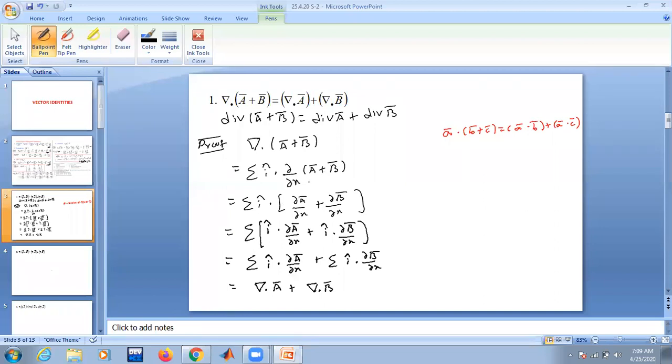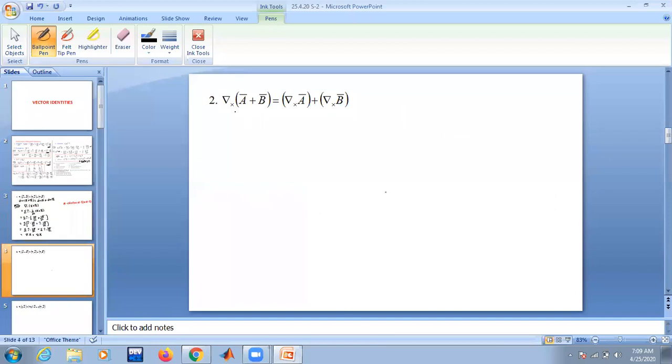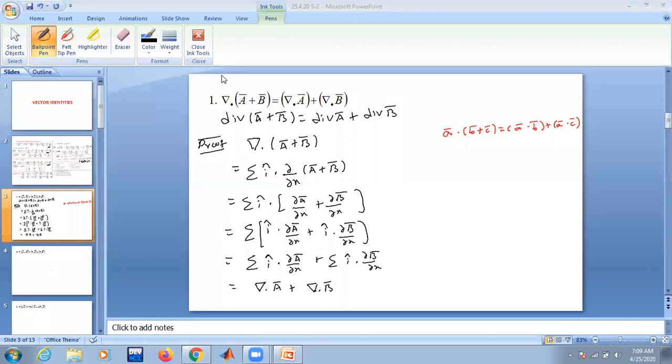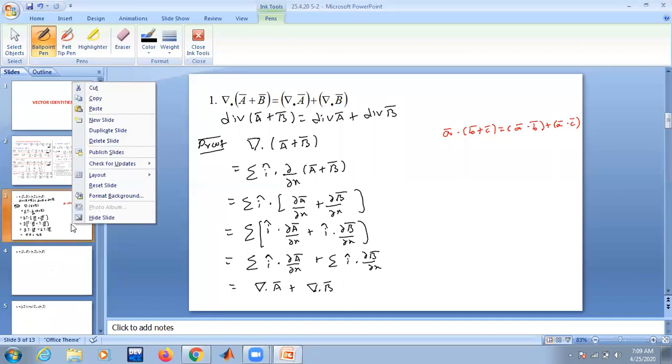Okay, yes sir. So the second identity is what? Curl of a bar plus b bar is curl a bar plus curl b bar. Is it not similar to the previous proof? Instead of del dot, you are having del cross. So I'm going to copy and paste.